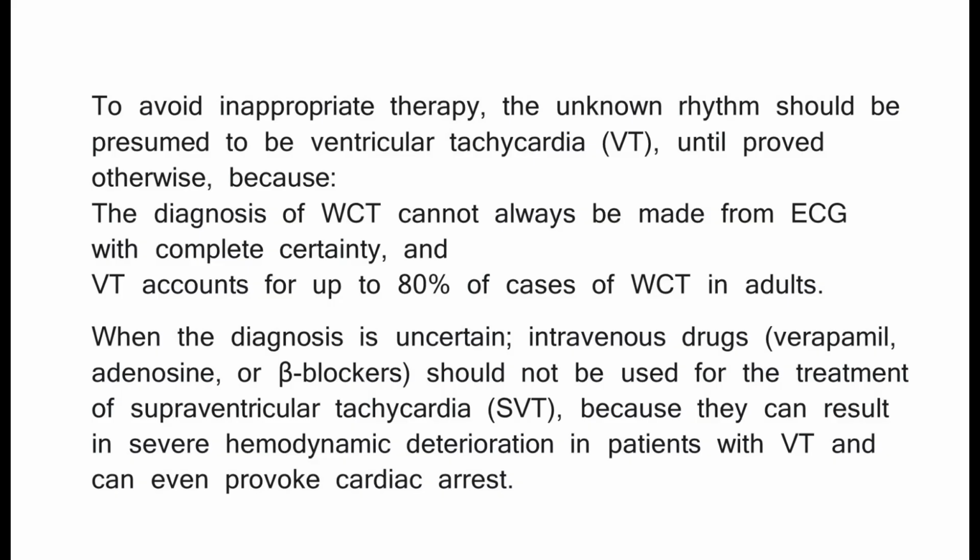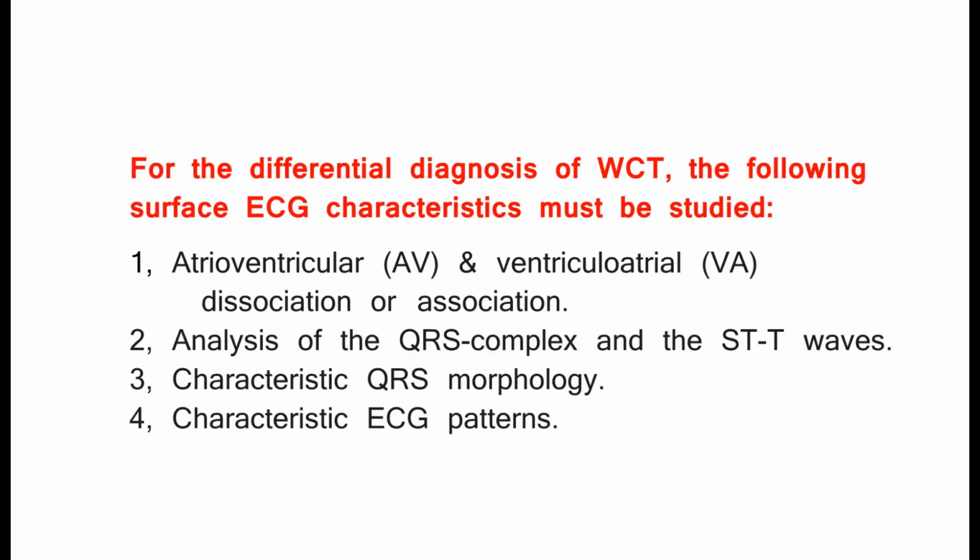To avoid inappropriate therapy, the unknown rhythm should be presumed to be ventricular tachycardia, VT, until proved otherwise, because the diagnosis of WCT cannot always be made from ECG with complete certainty, and VT accounts for up to 80% of cases of WCT in adults. When the diagnosis is uncertain, intravenous drugs, verapamil, adenosine, or beta blockers, should not be used for the treatment of supraventricular tachycardia, SVT, because they can result in severe hemodynamic deterioration in patients with VT and can even provoke cardiac arrest. For the differential diagnosis of WCT, the following surface ECG characteristics must be studied.